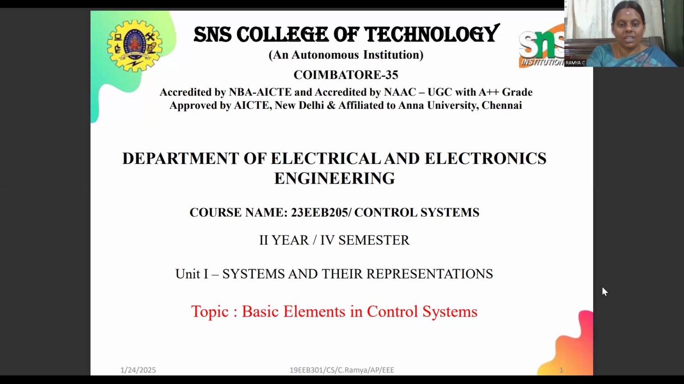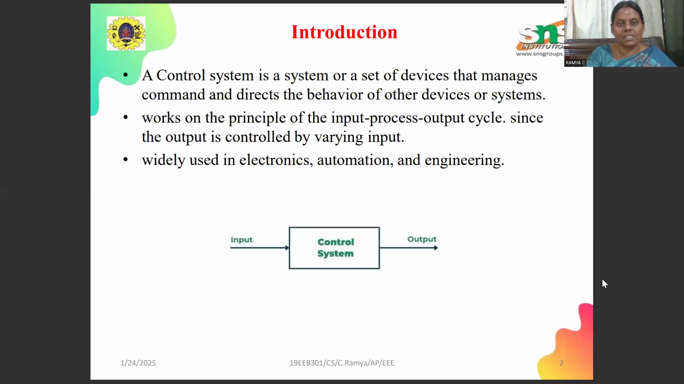Before entering into their representation, we have to know what elements are present in the control system. So let me explain what the control system means and what important blocks are present in it. We all know the control system is a system or a set of devices we are connecting that directs the behavior of other systems or devices. And it also works on the principle of the input, process, output cycle.